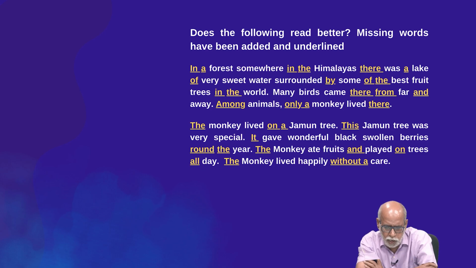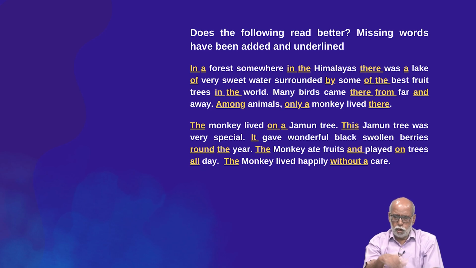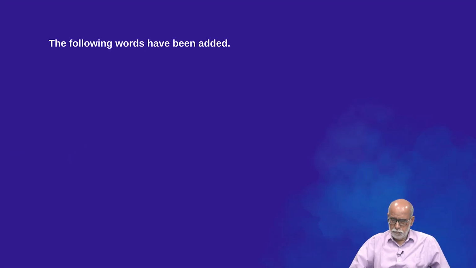So, the monkey lived on a jamun tree, and if I had said it was very special, then it could be slightly confusing. But here nobody who knows any English would find a confusion. The monkey lived on a jamun tree. This jamun tree was very special. It gave wonderful black swollen berries, etc., etc. Okay. So, all of these missing words together make them a meaningful, easier to read paragraph.